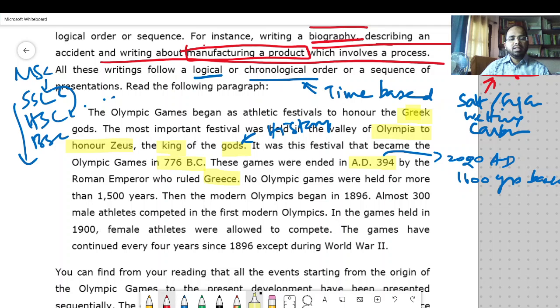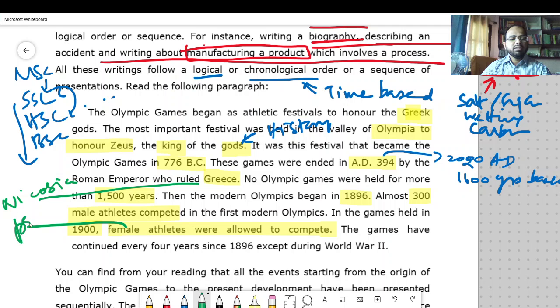Greece is a small country in Europe. You can see that Greece has a very rich history of civilization. The Olympic Games went on for more than 1,500 years. Then the modern Olympics began in 1896. It's an important point for you to remember. Almost 300 male athletes competed in the first modern Olympics. In the games held in 1900, female athletes were allowed to compete. That means previously women were not allowed to compete. Now they have been included. The games have continued every 4 years since 1896, except during World War.